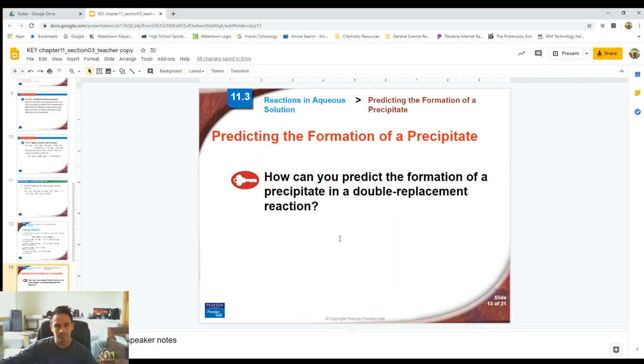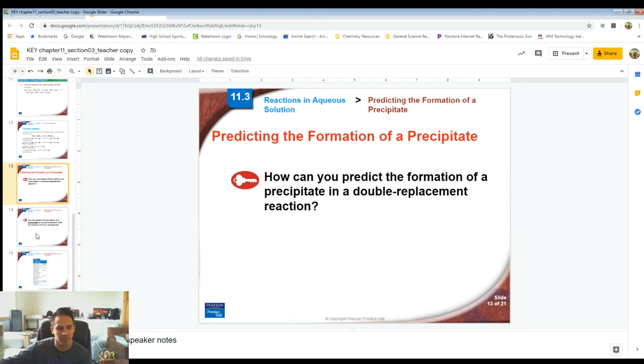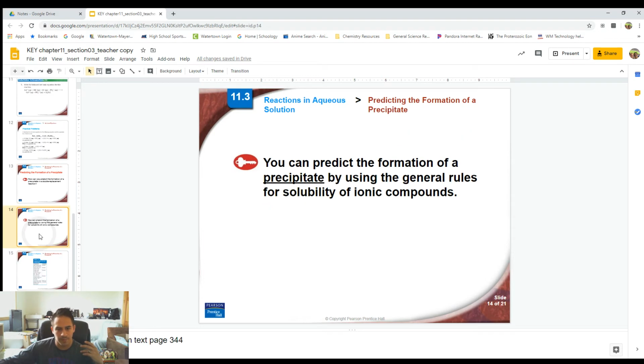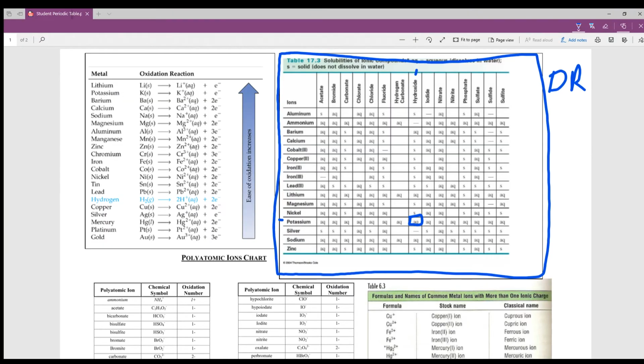So, it says, how can you predict the formation of a precipitate in a double replacement reaction? So basically this is saying, if we have a double replacement reaction, how do we know that there's going to be a solid? And this is going to be talking about the solubility rules and the solubility chart, which we have on the back of the periodic table. So on the back of the periodic table, we have this big chart.